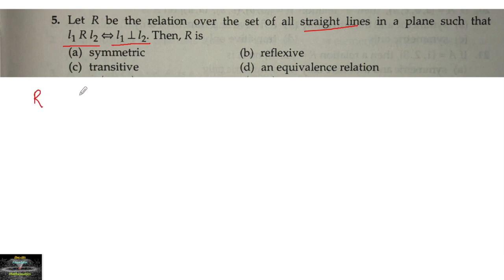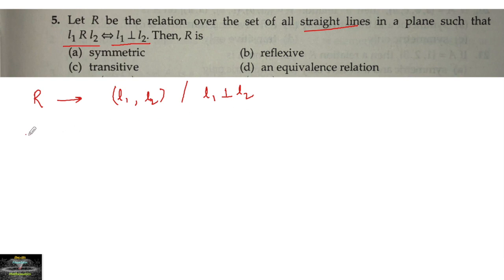A relation R is given, where L1 and L2 are the lines. They are related such that L1 is perpendicular to L2, where L1 and L2 belong to the set of straight lines in a plane.